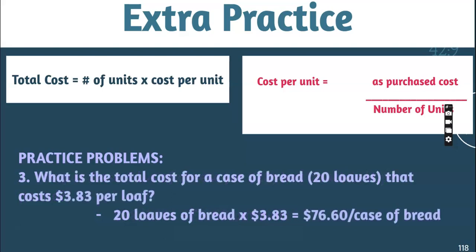And then your third situation, what is the total cost for a case of bread? So you have 20 loaves, and each loaf is $3.83. So you take your number of units, which is 20 loaves of bread, you times it by your cost per unit, which is $3.83. And when you do that calculation, you get your total cost of $76.60 for 1 full case of bread.